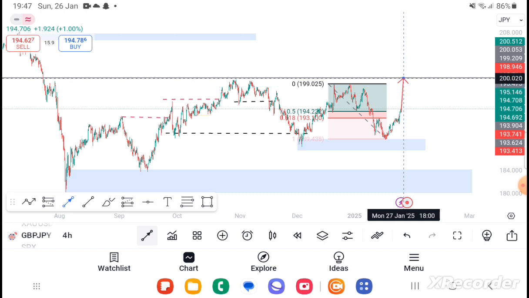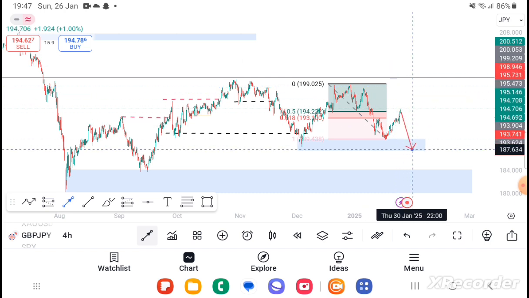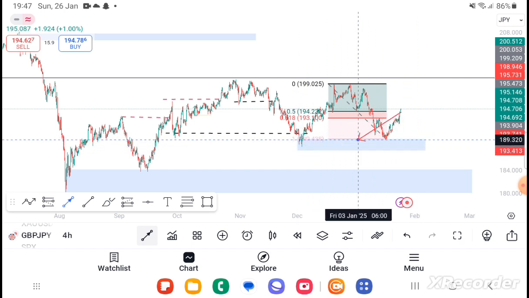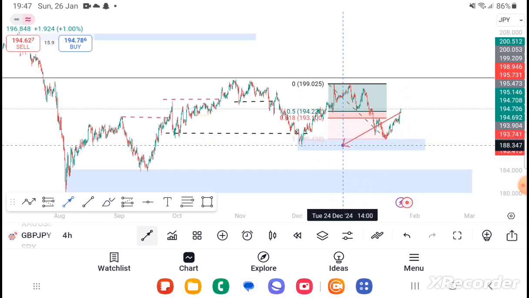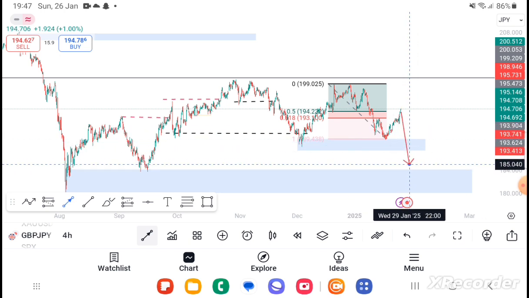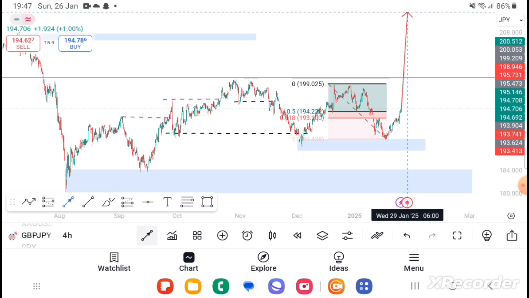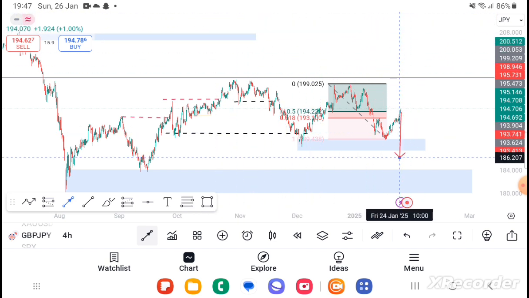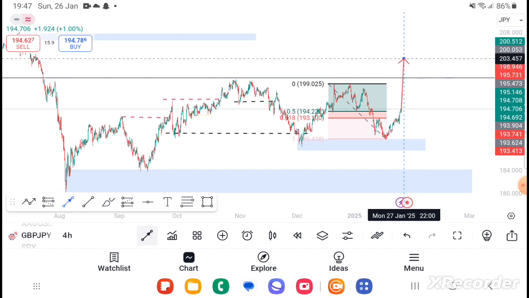But if we are unable to break this and we are coming down, we come all the way down, most likely this low will go. I think I spoke about the fact that this low could go, and then we could have a proper retest of this other block, and then the real push that would take out all of these ones. So that is what I'm expecting this week.